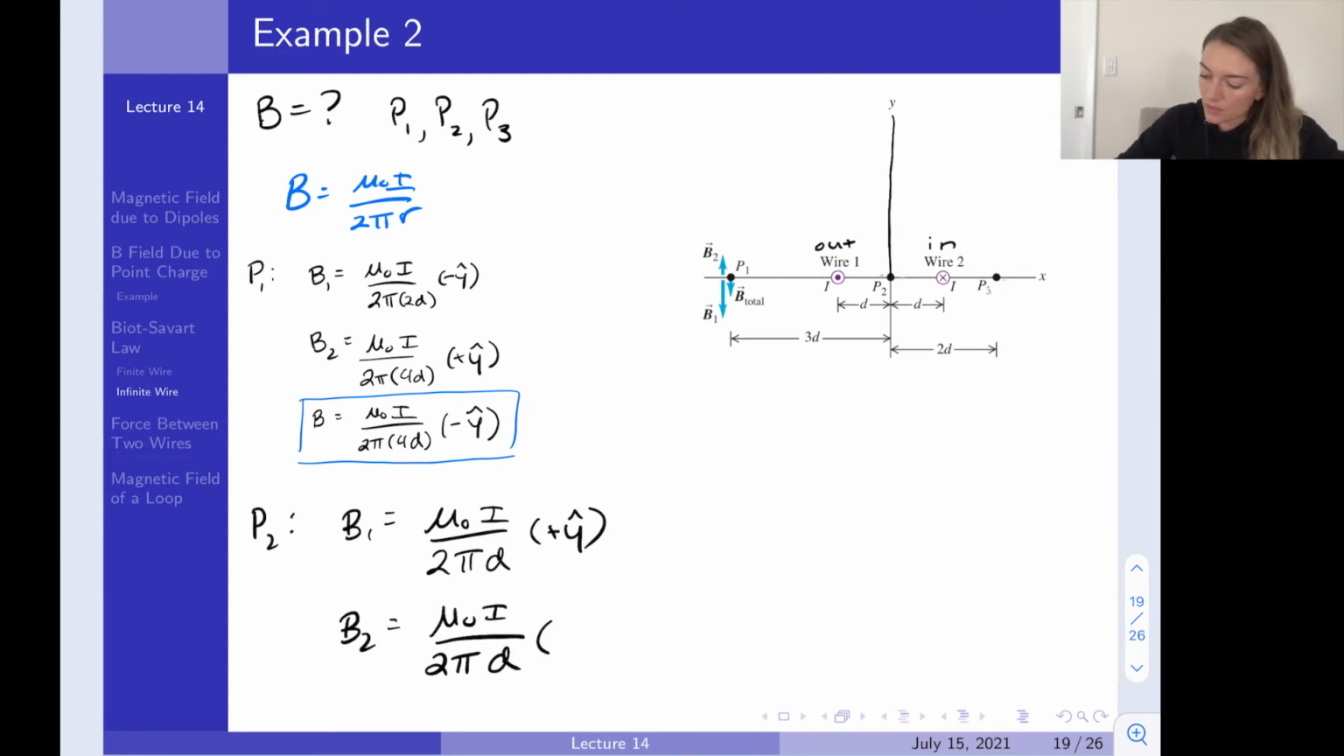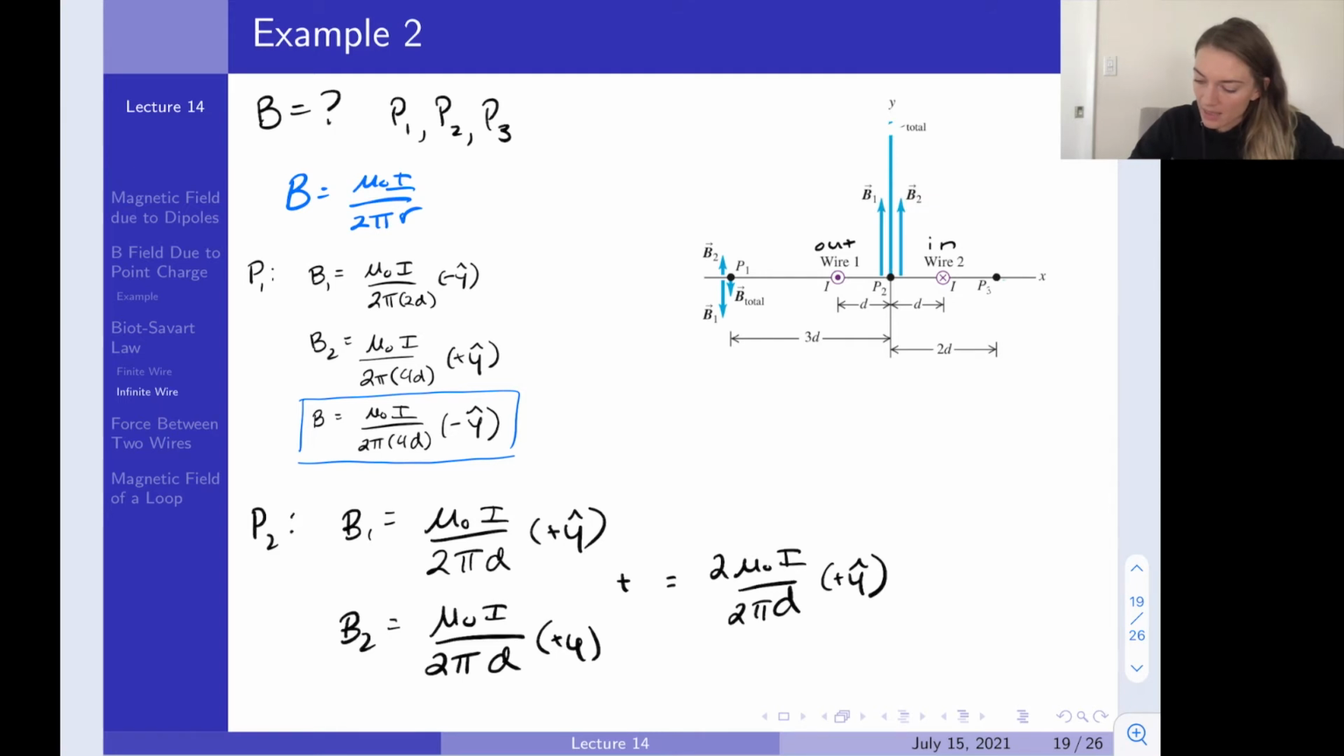And the direction, we point our thumb into the page, turn your hand around. When your hand gets back to P2, you're going up again. So that's also in the positive y hat direction. And then when we add these two together, we get just twice 2 mu I over 2 pi d in the positive y hat. So it's just twice the magnetic field from each. Okay, so that is our magnetic field at point P2.